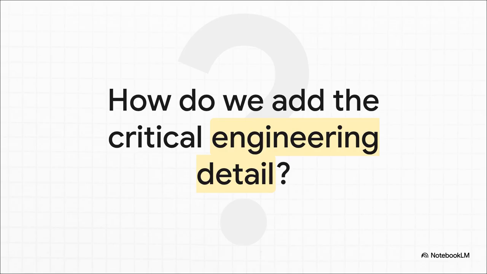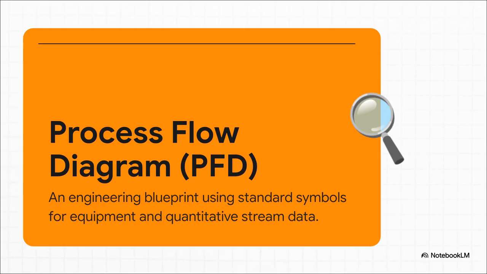This is great for an overview, for sure, but it's missing all the numbers, right? All the specifics we need to actually design something. So how do we add that critical layer of engineering detail? We level up, we move to the process flow diagram, or PFD. Now, this is the true engineering blueprint. Those simple blocks are replaced with standardized symbols for real pieces of equipment, and crucially, it's paired with something called a stream table that contains all the numbers: flow rates, temperatures, pressures, you name it.